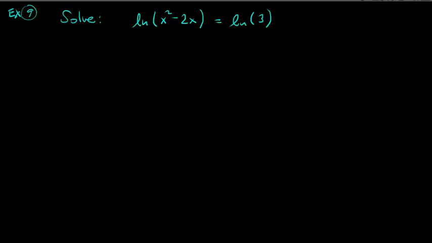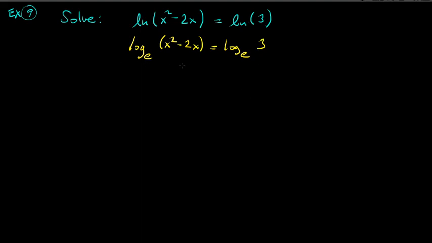Okay, another one. How about natural log of x squared minus 2x equals the natural log of 3? Well, notice that this is base e on both sides, right? It's the same base on both sides. You can write this as log base e of x squared minus 2x, and this is log base e of 3. Parentheses are optional.